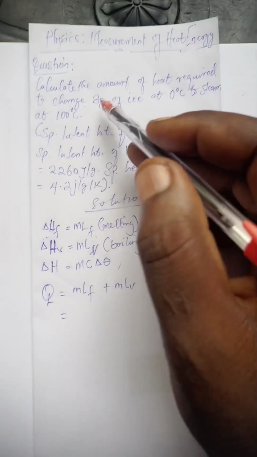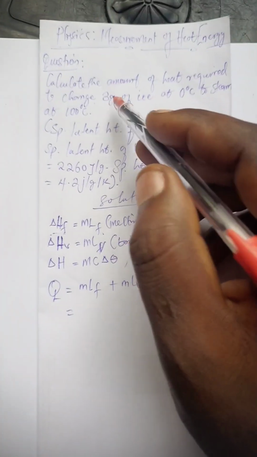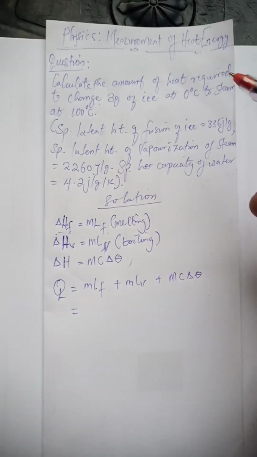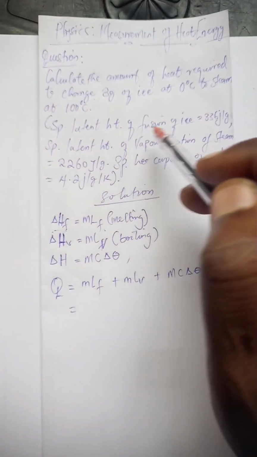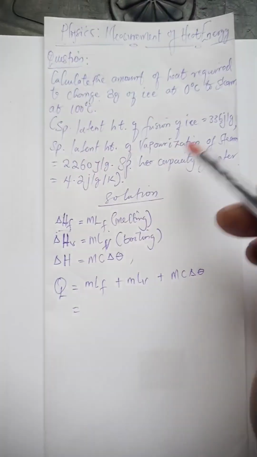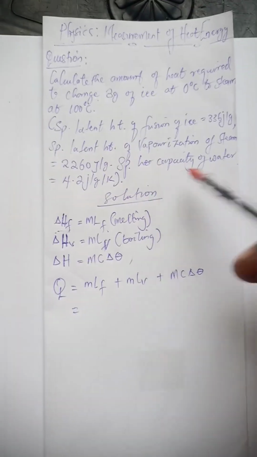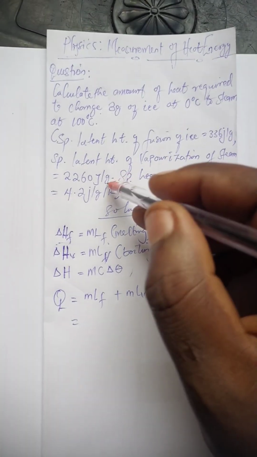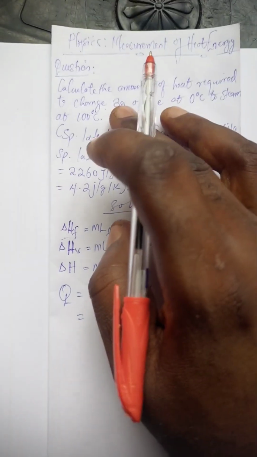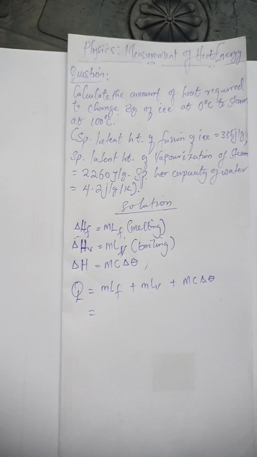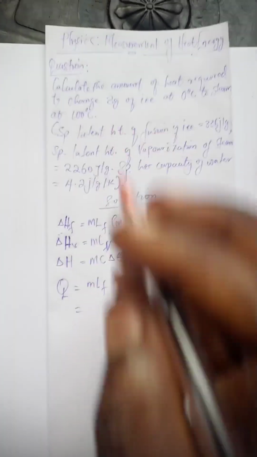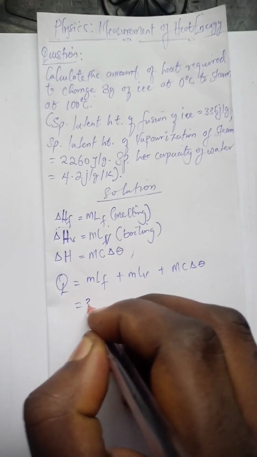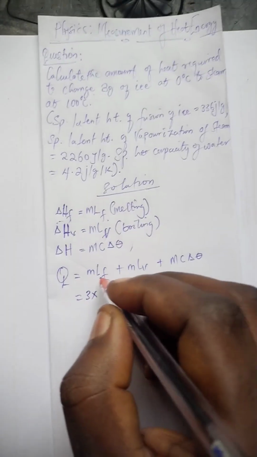Now in some cases you have to convert this mass to kilogram, which is a standard unit. But looking at these specific capacities given here, you discover that the unit is also in grams. Look at grams here, grams here. So there is no need converting these three. We'll just use it the way it is. So in that case, we have 3 times this L_F.